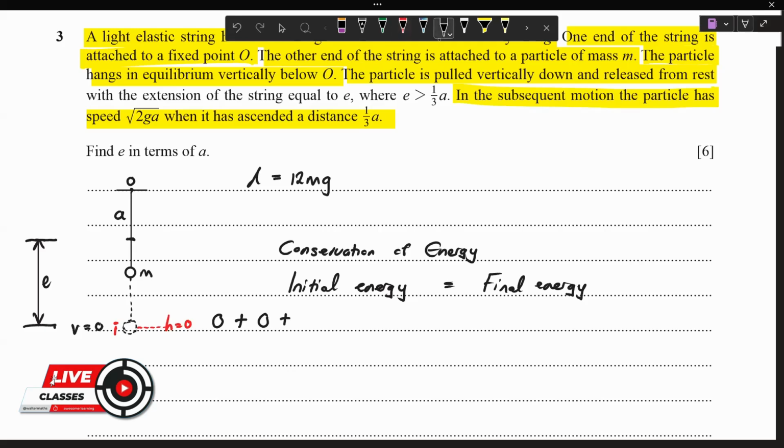Then for the initial elastic potential energy, I'm sure you can recall that we calculate it as lambda x squared over 2L. Do you still recall this formula for elastic potential energy?